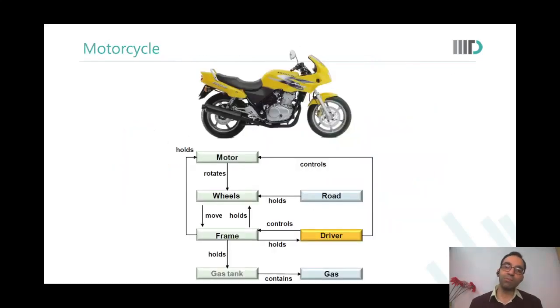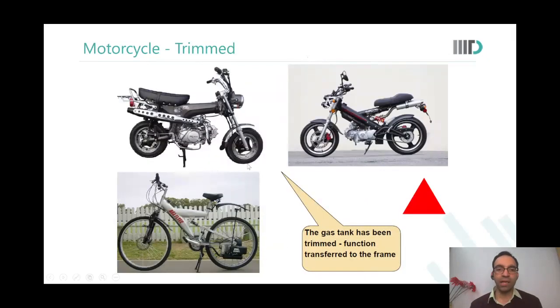This, for example, is a motorcycle. Suppose I want to reduce the cost of the motorcycle. I will quickly make a function diagram of it, and I will say, oh, there is some stuff whose function could be reassigned to something else. For example, gas tank: if I remove the gas tank and reassign its function to the frame or somewhere else in the system, I could reduce the cost. And see, we have cheaper versions of motorcycles which could be used.